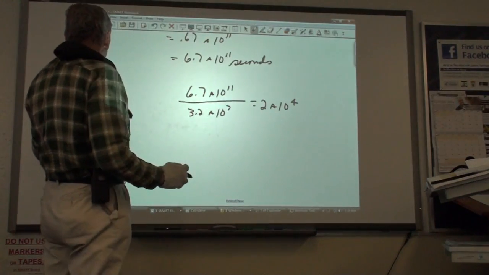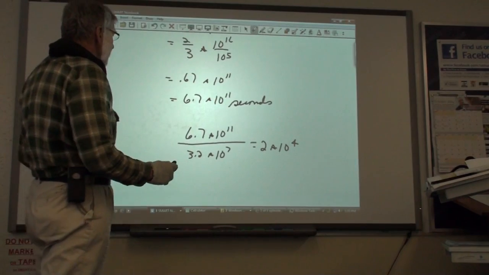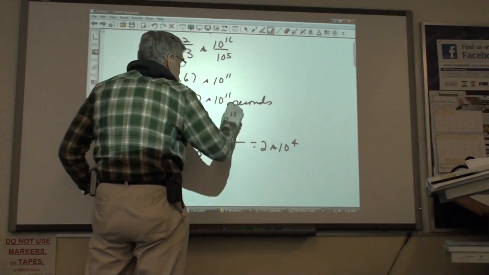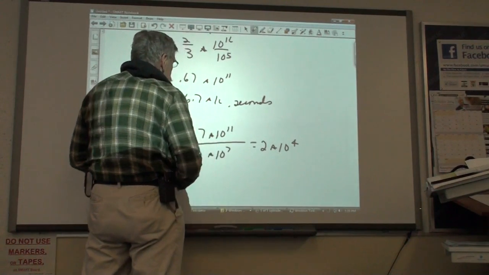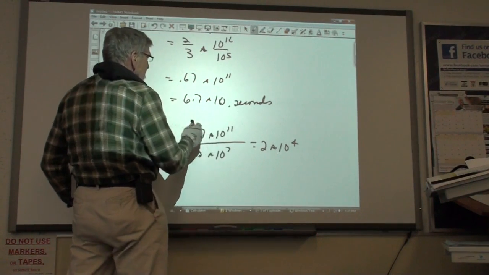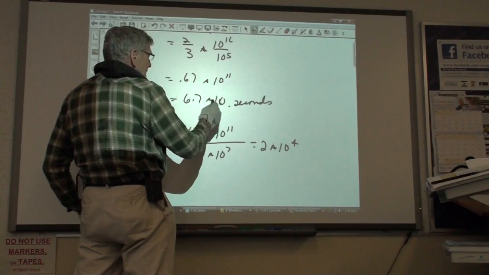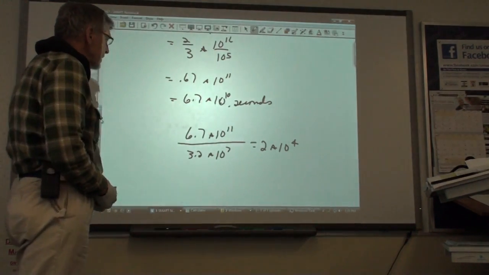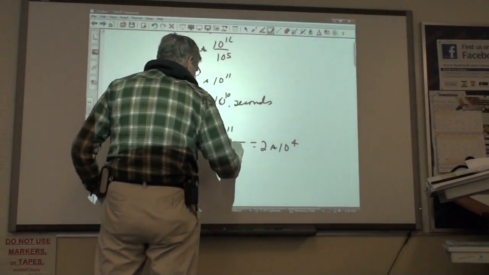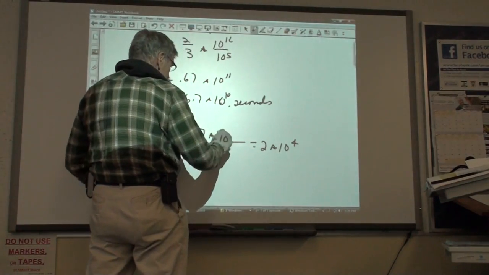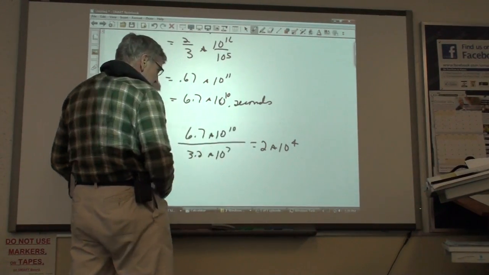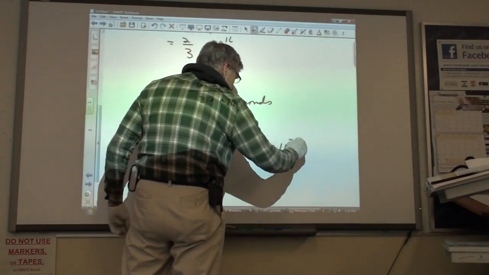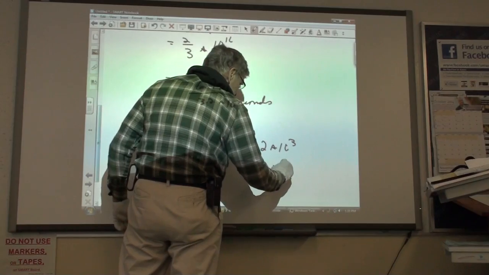So we have to make a slight change up here. There's a little error. If we change this from 6 to 6.7, then we have to change this exponent up to a 12 to make up for the fact that, oh, this will go down to a 10 now. So that's going to change. And now this comes down to a 10. And we're going to get 2 times 10 to the 3, which is going to be about 2,000 years.